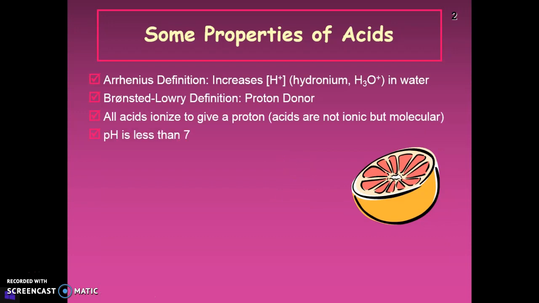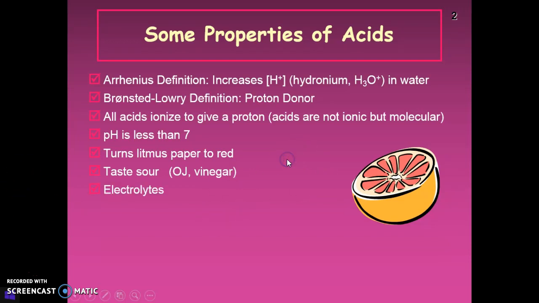Remember that acids have pH that are less than 7. They turn litmus paper red. They taste sour. Think about orange juice and vinegar. They are electrolytes. When you dissolve acids in water, they produce H+ and whatever the anion is. Couple of properties you might have seen last year.